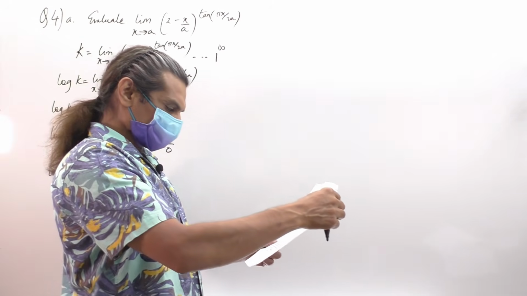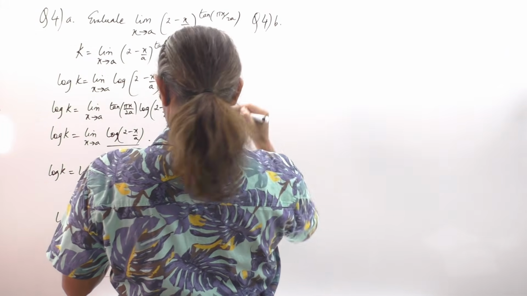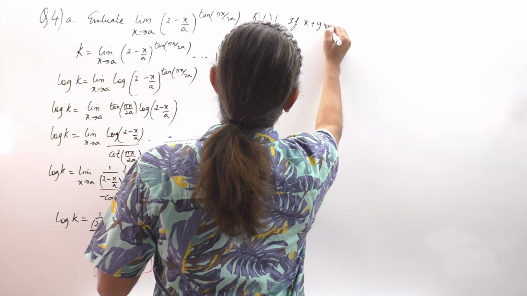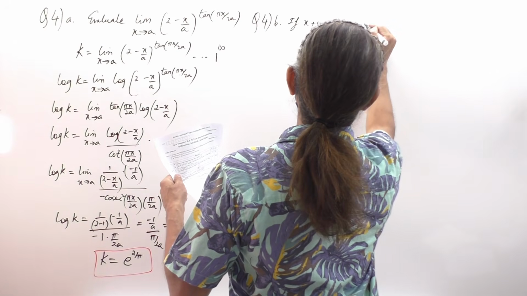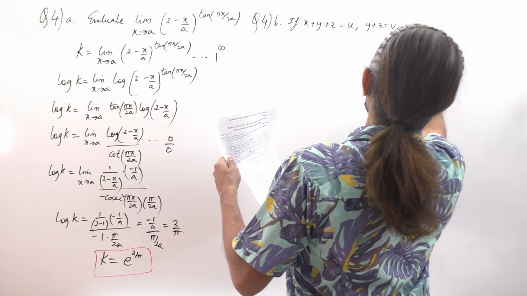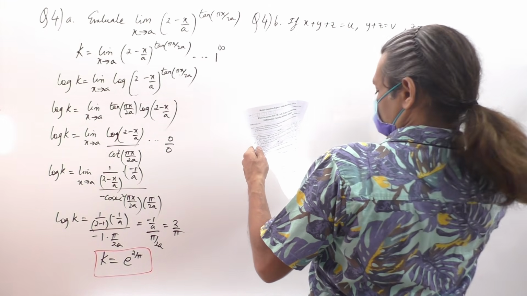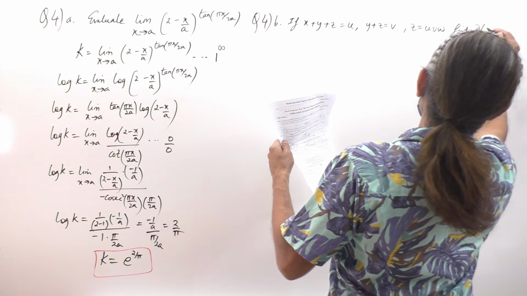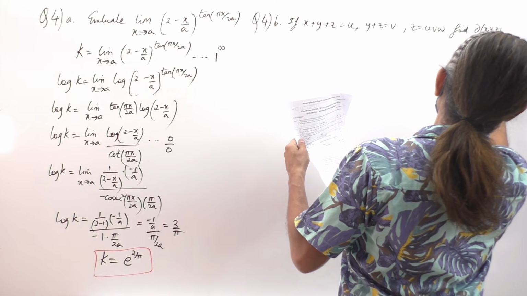So next problem is B, question 4b. Question 4b is, if x plus y plus z equals u, y plus z is equal to v, and z is equal to uvw, find dou of xyz divided by dou of uvw.